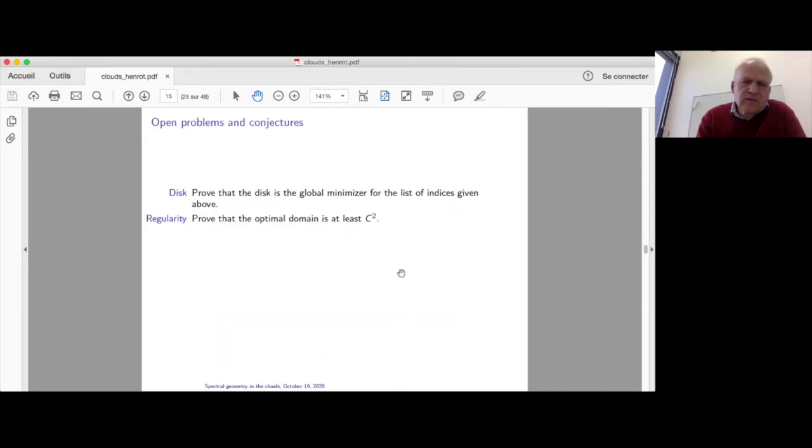If I want to state some open problem, some conjecture in that problem of minimizing lambda k with a diameter constraint, the first one could be: can we prove that the disk is indeed a global minimizer for the list? Lambda 1 is known, lambda 2, lambda 3, lambda 4, lambda 5, lambda 7, lambda 8, and so on. It's probably a very difficult question. The regularity could be easier, I don't know. We know that the optimal domain is a body of constant width. Can we prove that it is C2, for example, as we seem to see in the numerical simulation?